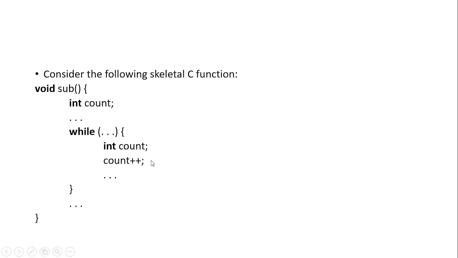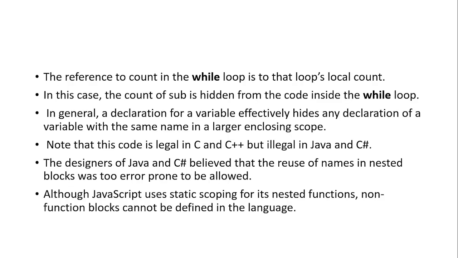And the designers of Java and C Sharp believed that the reuse of names in nested blocks was too error prone to be allowed. So the designers of Java and C Sharp believed that if we reuse the names in nested blocks, the program will have more errors. That's why they didn't include that. Although JavaScript uses static scoping for its nested functions, non-function blocks cannot be defined in the language.